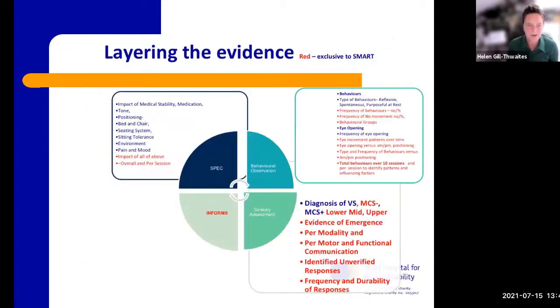And so you can see here how layering the evidence, again in red, SMART is the only tool that will look at MCS minus, lower, mid and upper. It will look at per modality for motor and functional, and it will look at unverified, which need exploring later on. And it will look at the frequency and durability of those responses and feed that back in the report.